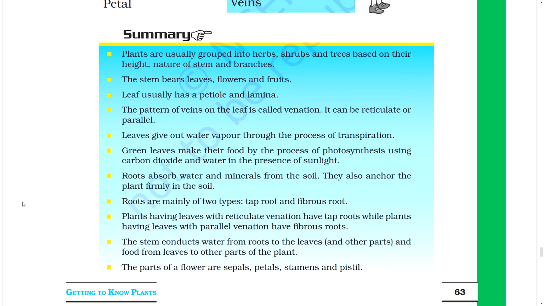Roots absorb water and minerals from the soil. They also anchor the plant firmly in the soil. Roots are mainly of two types, taproot and fibrous root. Plants having leaves with reticulate venation have taproots, while plants having leaves with parallel venation have fibrous roots. The stem conducts water from roots to the leaves and other parts, and food from leaves to other parts of the plant. The parts of a flower are sepals, petals, stamens, and pistil.